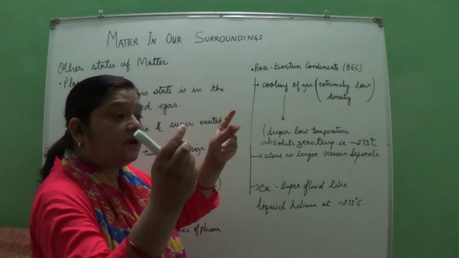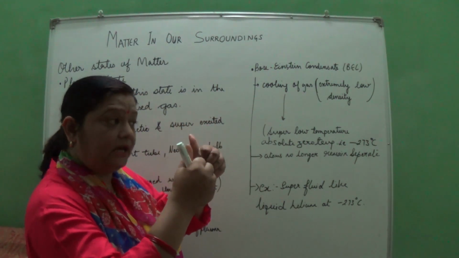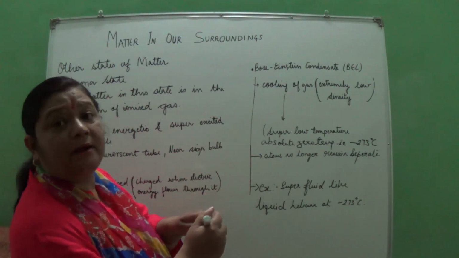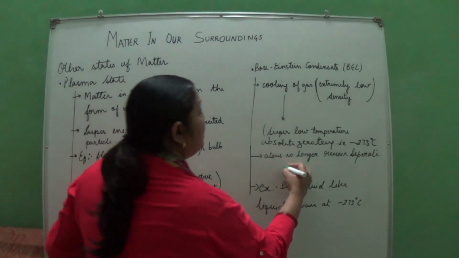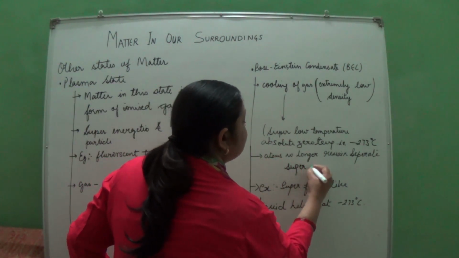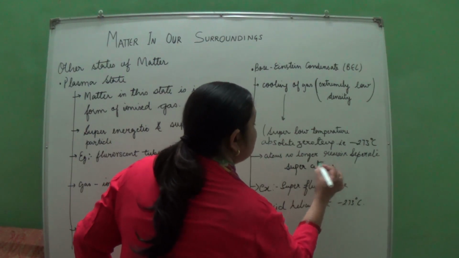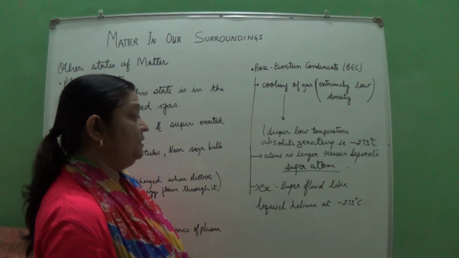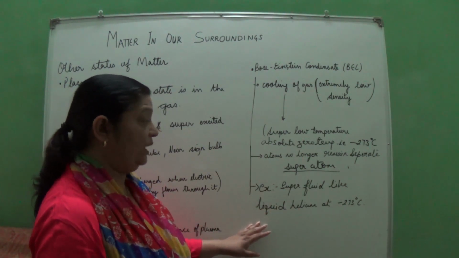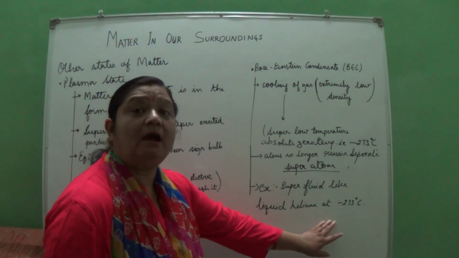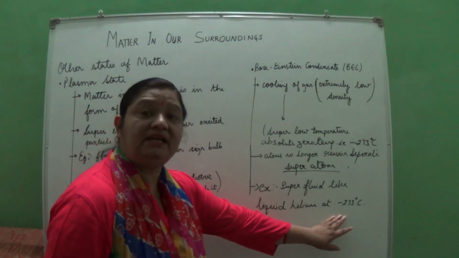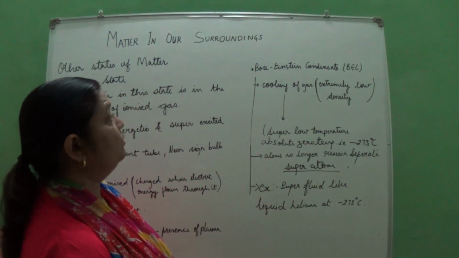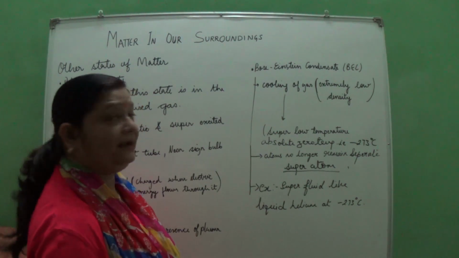What happens? They start coming close to each other and form a cluster, thereby making a super atom. An example of this is the superfluid, liquid helium at minus 273 degrees Celsius. So this is all about the plasma state and the Bose-Einstein condensate, which you have to know at this level.